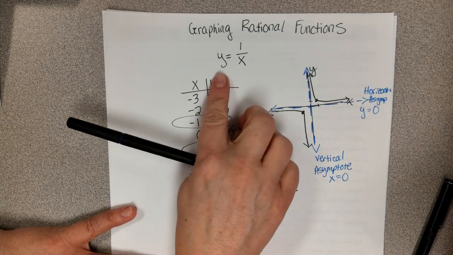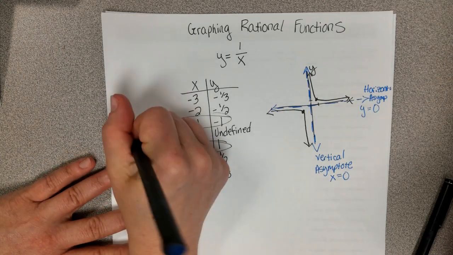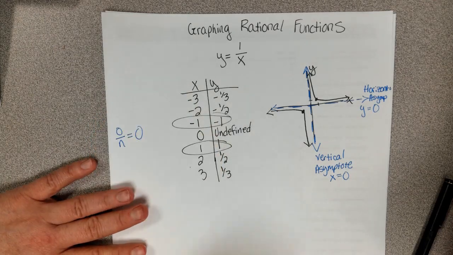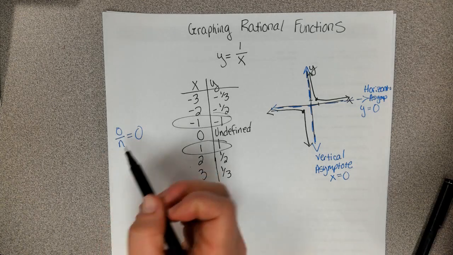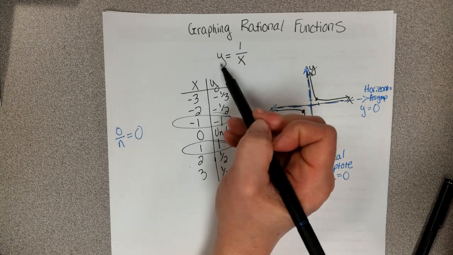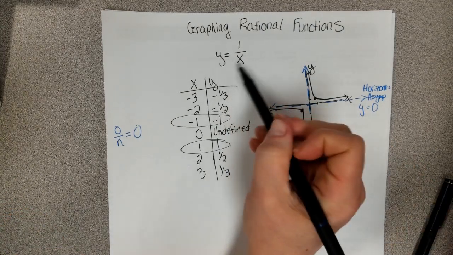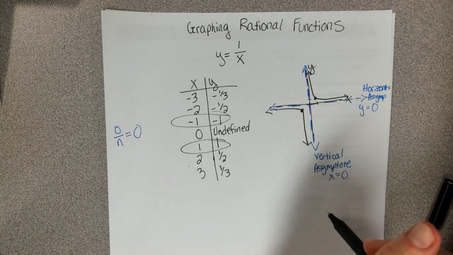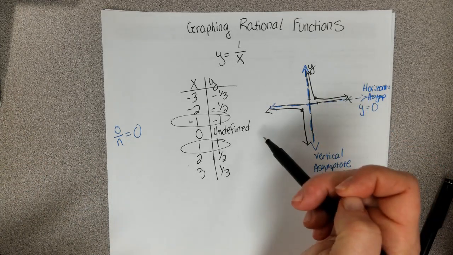Here's why. Obviously, y is never going to be 0, because remember, for a fraction to equal 0, you have to have 0 over a number. Any number. So it could be 0 over 3, 0 over 5, 0 over 10. Well, that's never going to happen, because in the rational function, the numerator is always 1. So we know that y will never equal 0. We also know that x will never be 0, because then our function would be undefined. So we have two asymptotes, a horizontal asymptote and a vertical asymptote. Okay? This parent function is going to be in quadrants 1 and 3.